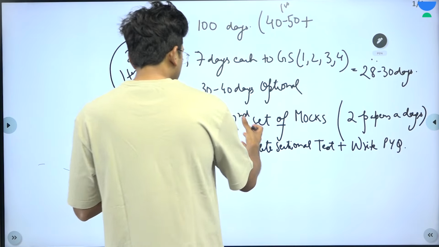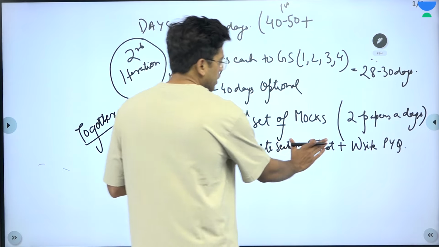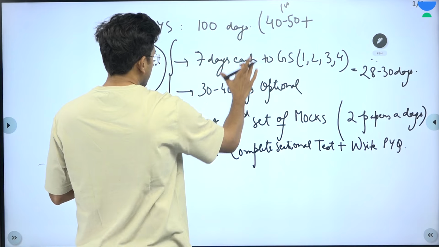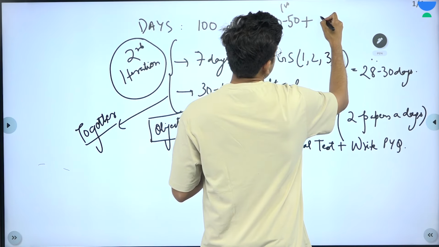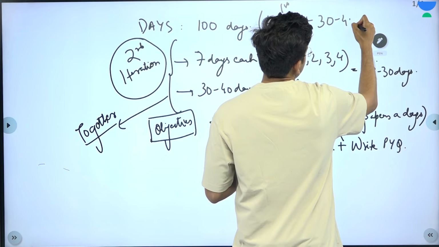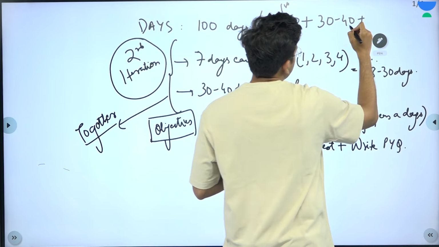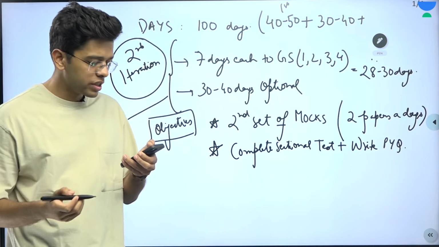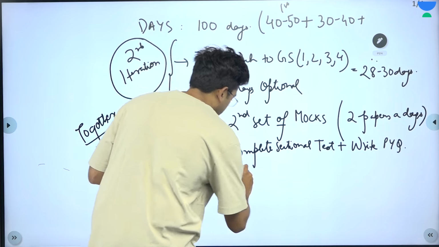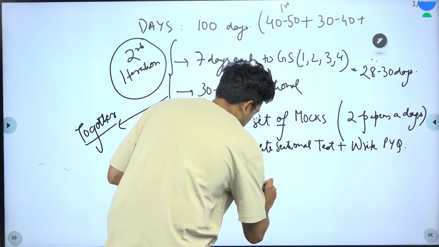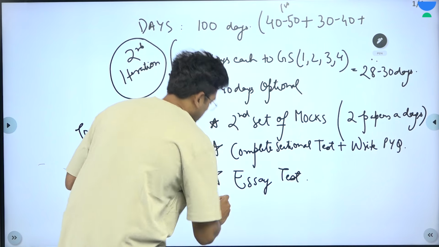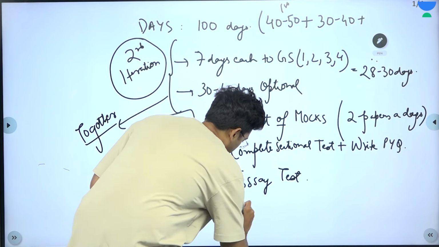So now you have already completed around 8 tests of your optional, you have already completed around 8 tests of your GS, and now you are still left with around how many days? You are down with 30 days, still 30 to 40 if I'd say, that means you're left with around 10 to 20 days. Still to mains. Again, another thing will be keep writing essay test every alternate week, okay, and keep revising current affairs.